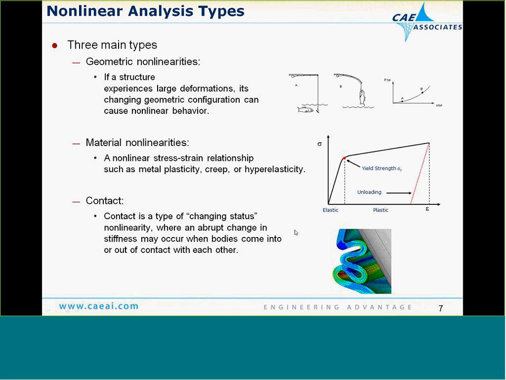The last one is probably the most difficult one to solve for, and that's contact nonlinearity. It's also known as a changing status type nonlinearity. And the way that FEA codes handle this is when two parts come into contact with each other, it activates additional stiffness. And that's a very high stiffness that suddenly gets activated in the stiffness matrix. And that can cause some serious convergence problems in many cases.